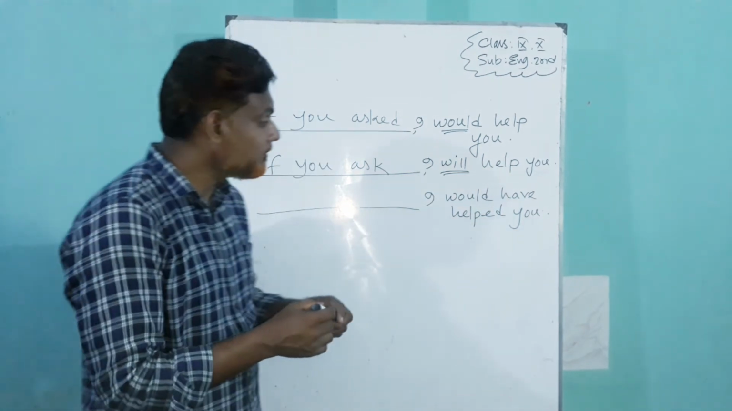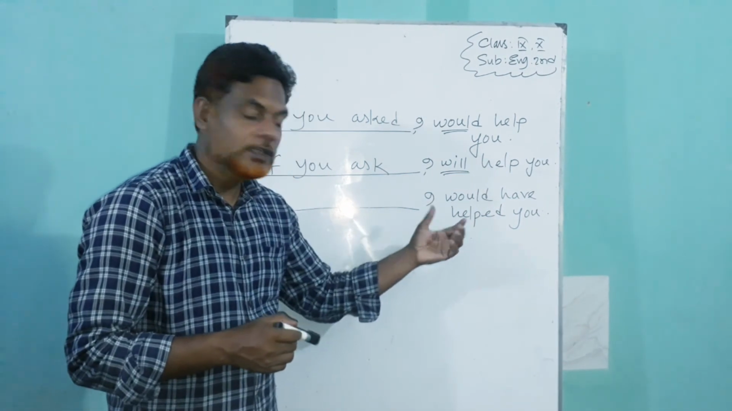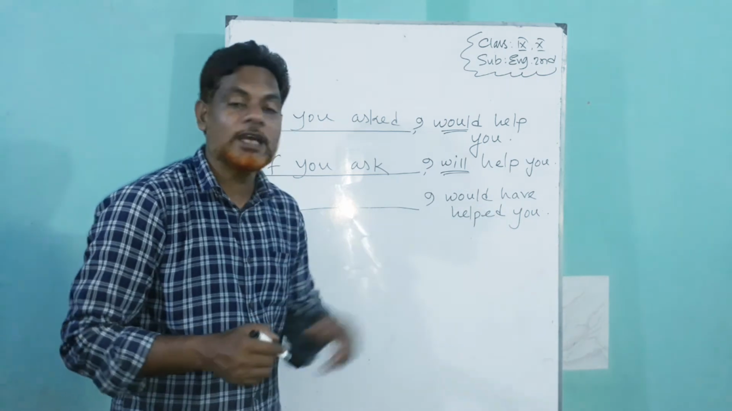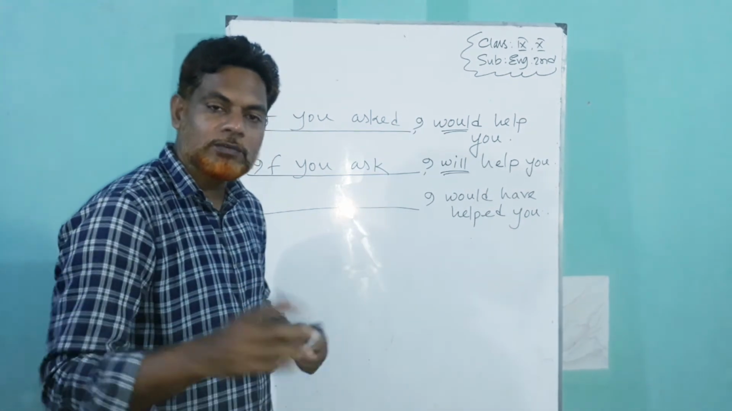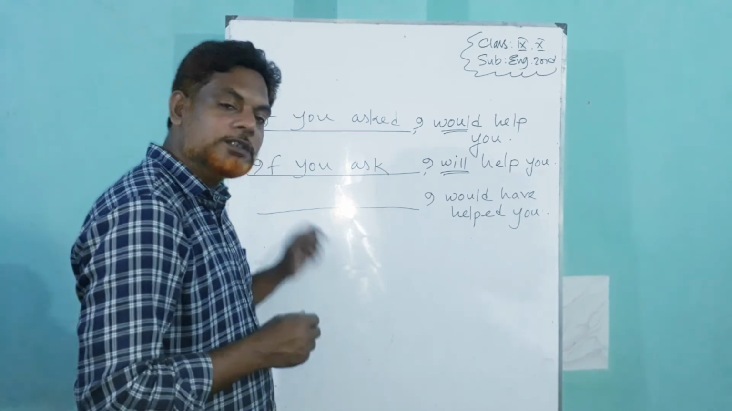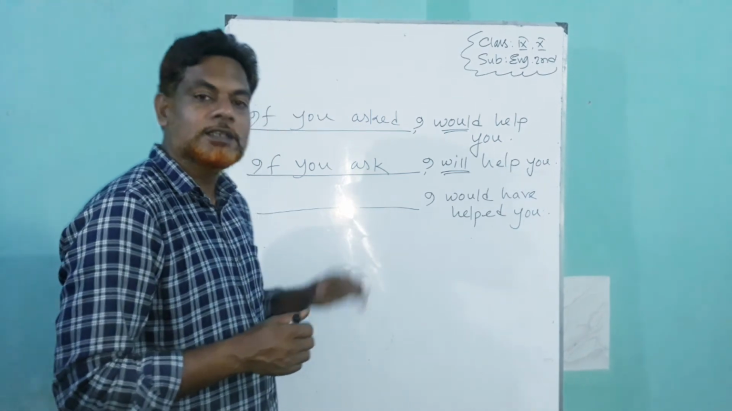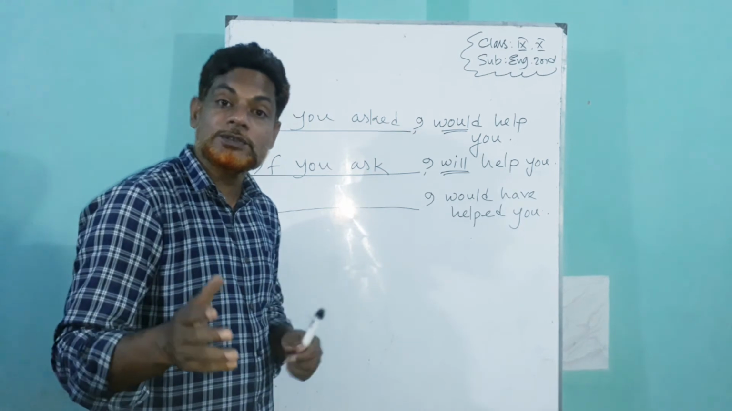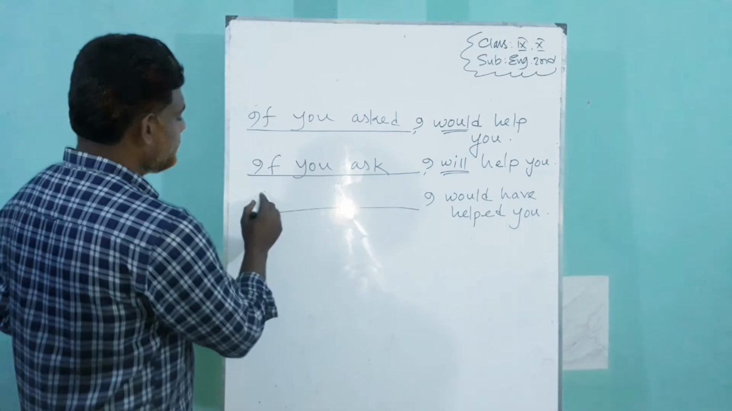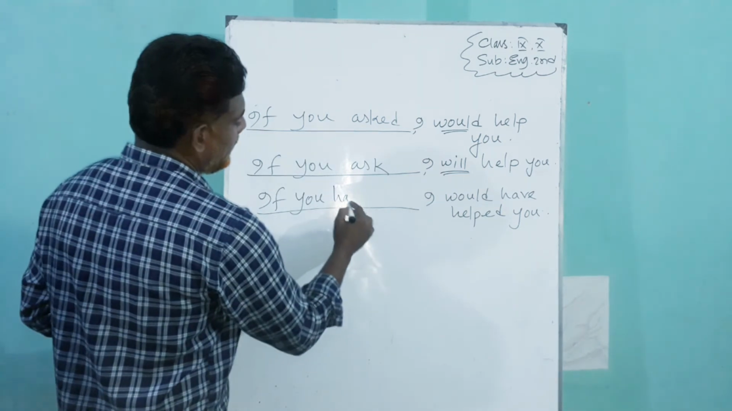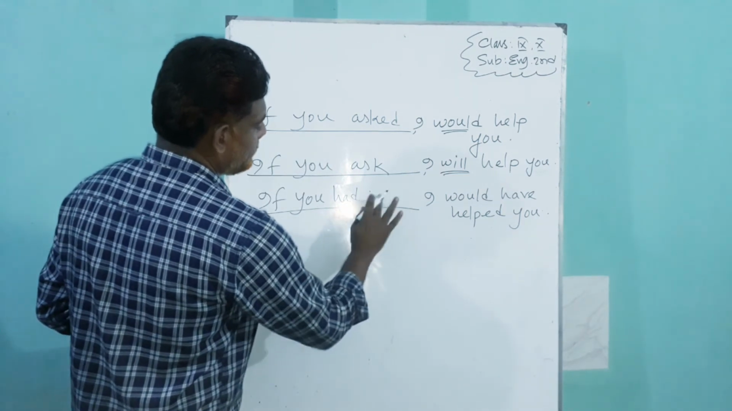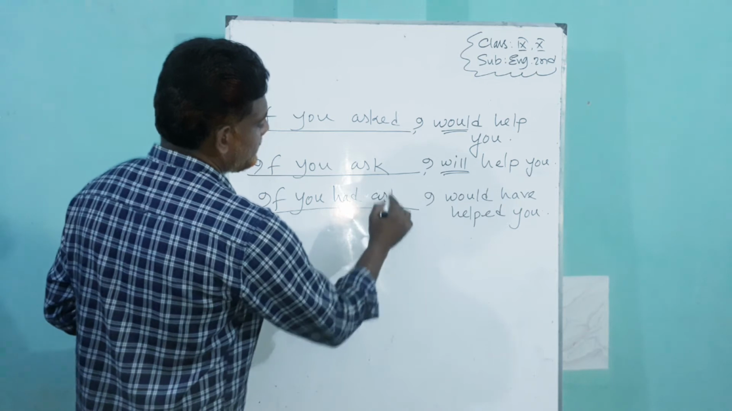Then I would have helped you. In the principal clause there is would have, and if there is would have in the principal clause, what should be written in the subordinate clause? Yes, in the subordinate clause you have to use the third condition. So here we can use if you had invited, if you had asked.